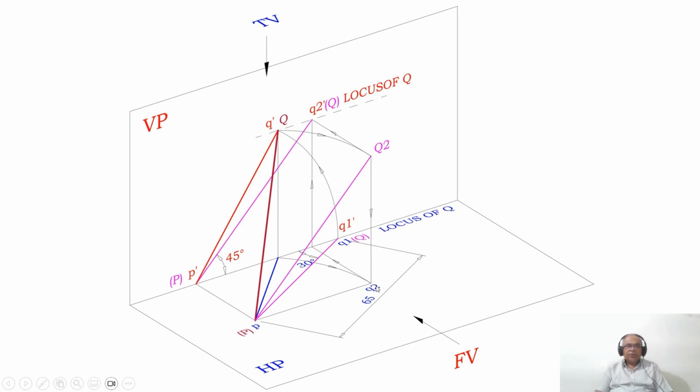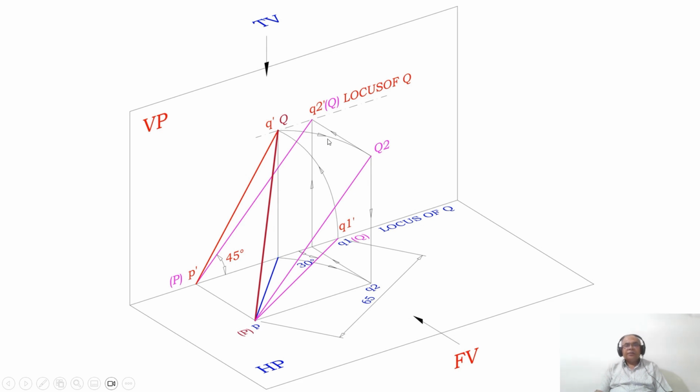So both P and Q2 are in front of VP by the same distance. Now it is parallel to VP. Therefore, you are getting the true length in VP here. So this is the line we are talking about. When you are looking from the front view, the image is going to fall here. Okay. But actually, where is the point Q? Q is on VP. Since Q is on VP, that is the locus of Q. Q2 will not be in front of VP by this distance, but rather Q2 will be on the vertical plane.